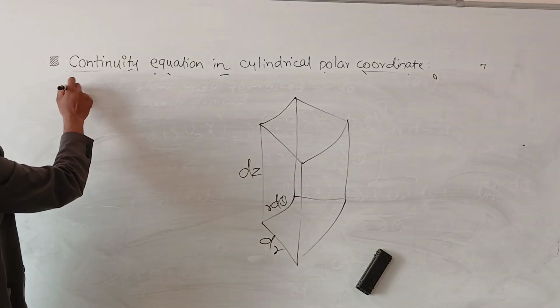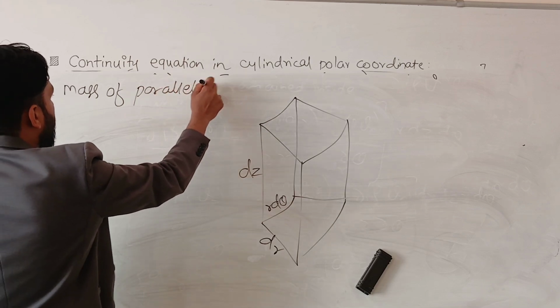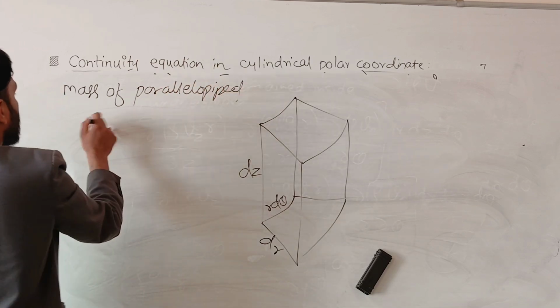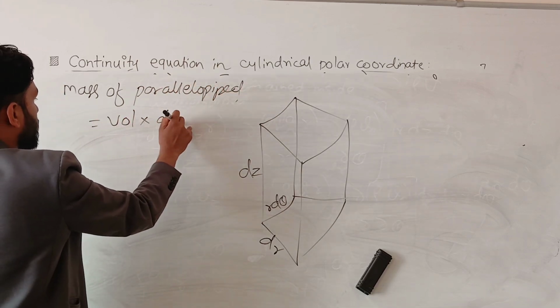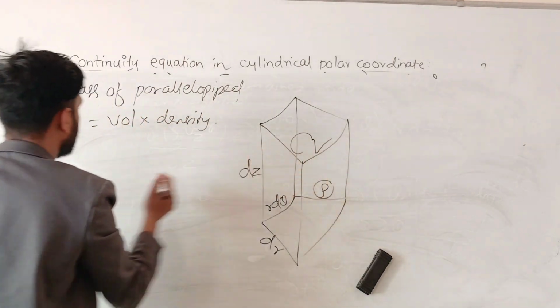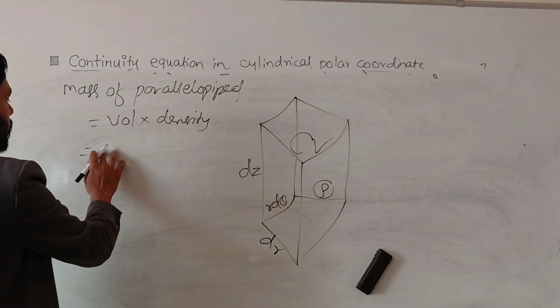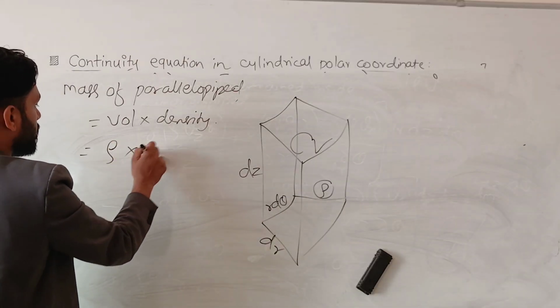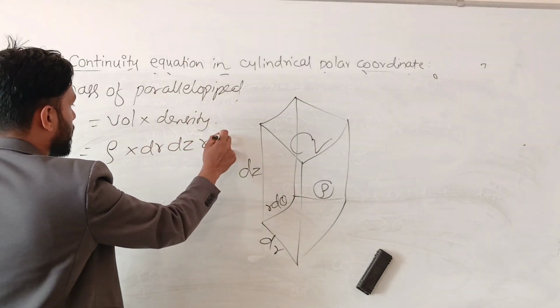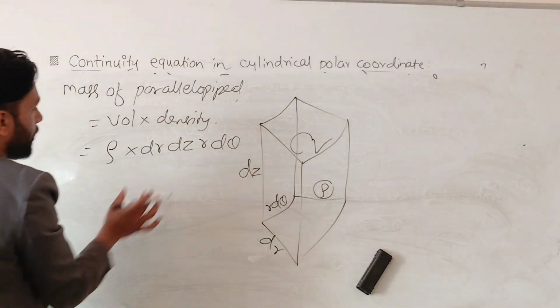So what is the mass of the parallelepiped? The mass of the parallelepiped is volume into density. This is a control volume and it has a density rho. The volume is dr dz and r d theta. So density rho into dr dz and r d theta is the mass of the parallelepiped.